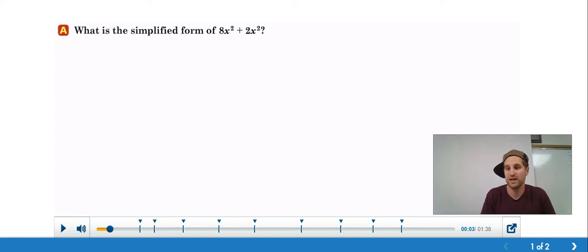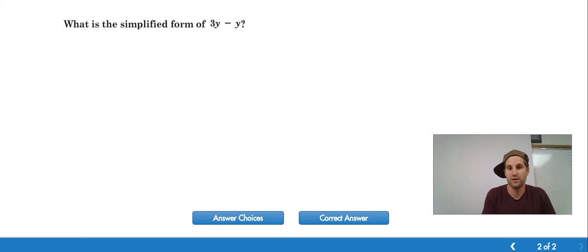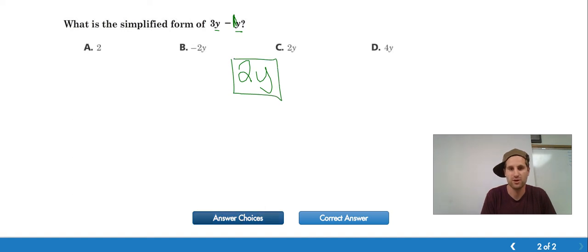Let's take a look at our second problem. Here we have the same variable again, y, so we can combine these. We do 3 minus, and there's nothing there, but that implies there's a 1. So 3 minus 1 is 2y. Let's see what the answer choices were. The y's would not cancel out. It's like you had 3 yo-yos and I took away 1 yo-yo. You still have 2 yo-yos, you don't just have 2. So the y stays.